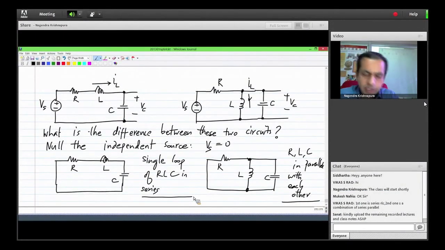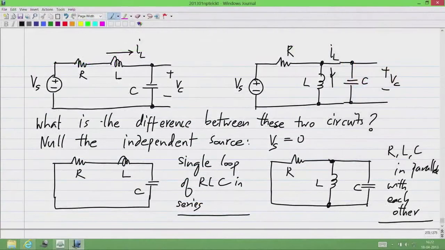So, the circuit on the left side is known as a series RLC circuit, and the circuit on the right side is known as a parallel RLC circuit. Okay. Now, it depends basically on the nulled circuit.